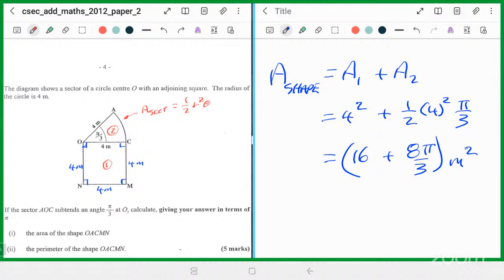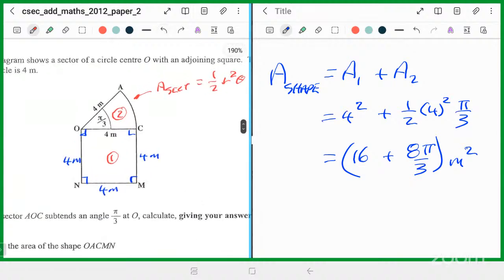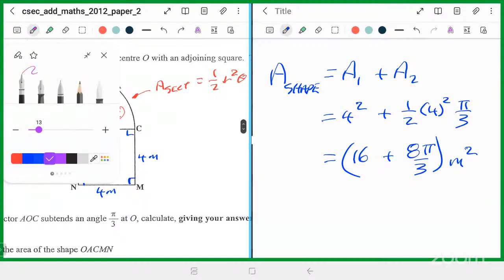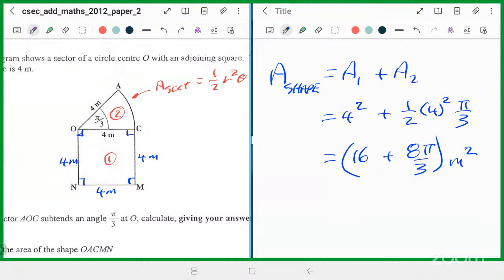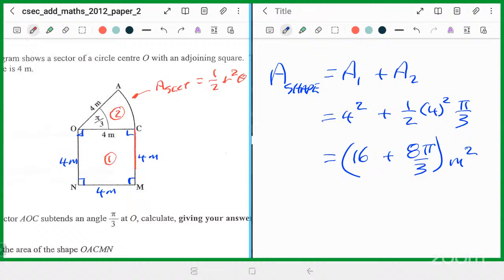All right, next part wants the perimeter of a shape. The perimeter of a shape is the distance around it, right? You cannot go across it. So the perimeter of the shape is this, and this thing that I'm marking out in red. It is this side here, plus this side here, plus that side there, plus this side up here. You cannot go across the shape to get the perimeter, plus this arc.